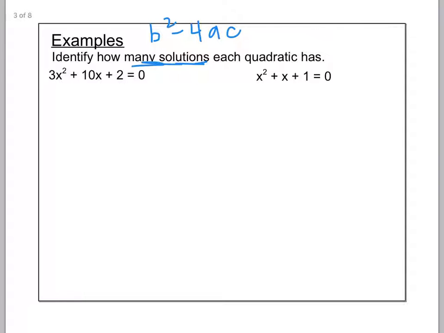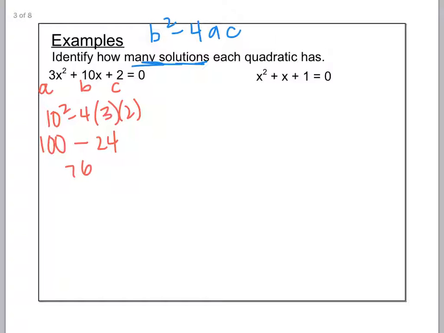In this case, if they're just asking about how many solutions, I'm going to use the discriminant to help me out. So I just need to know b squared minus 4ac. Remember, the a is the number with x squared, b would be here, and c is here. So a is 3, b is 10, and c is 2. If I follow the b squared minus 4ac, I'm going to have 10 squared minus 4 times a times c, and then I'm going to use PEMDAS to simplify. So I end up with 100 minus 24, which leaves me with 76.